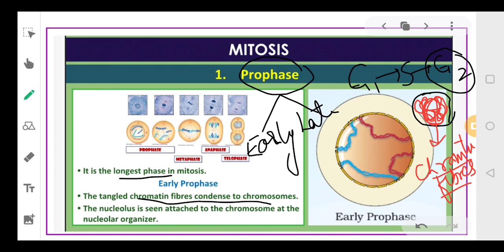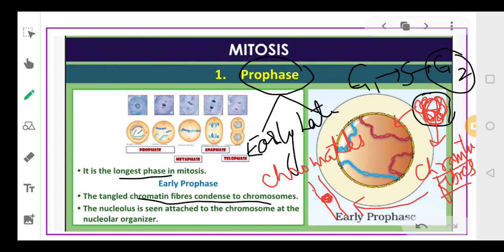Okay, now these chromatin fibers will arrange themselves to form the chromosomes. Now basically a chromosome consists of a structure like this. The chromatin fibers will rearrange themselves to form the chromosomes. And one chromosome is composed of two threads. These two threads are called chromatids. What do we call them?